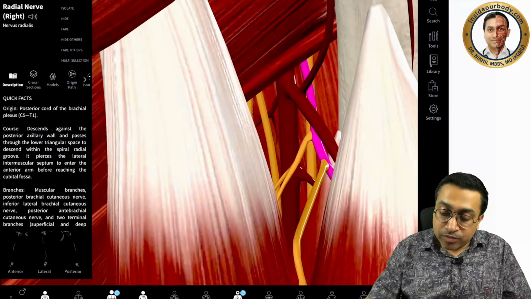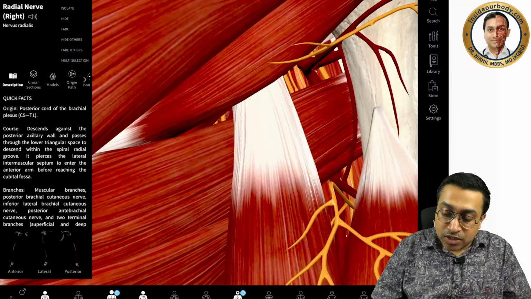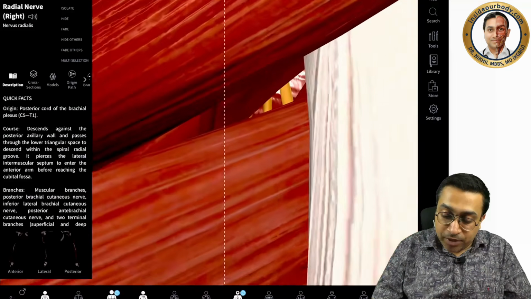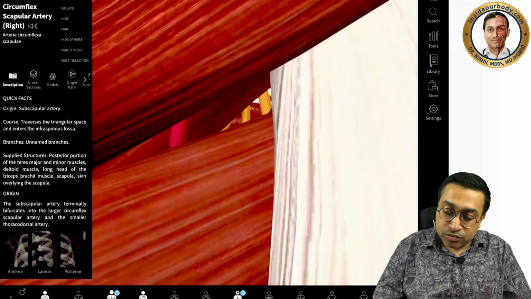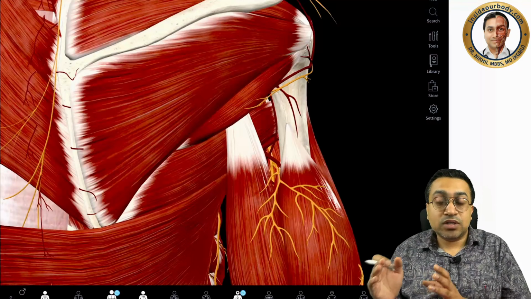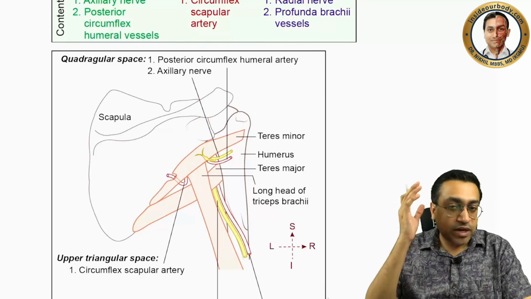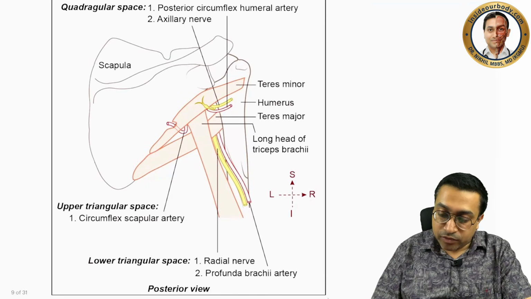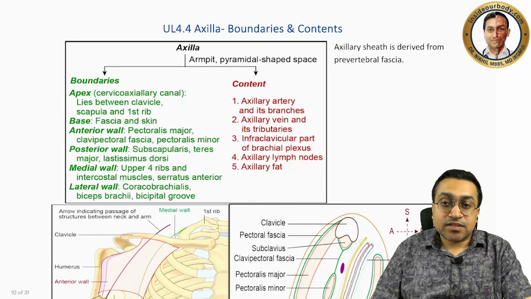One is left, that is the upper triangular space. Now you can see all these three spaces in this orientation. Let me zoom into the upper triangular. You can see only one artery, the circumflex scapular artery. So these are the different structures which are seen in the various intermuscular scapular spaces. It's a very easy topic, but you just have to remember it in 3D in your mind so that you can visualize the boundaries and the contents. It's not a very difficult topic. So that's what we have discussed. Then we move on to the next topic, the axilla and its contents.